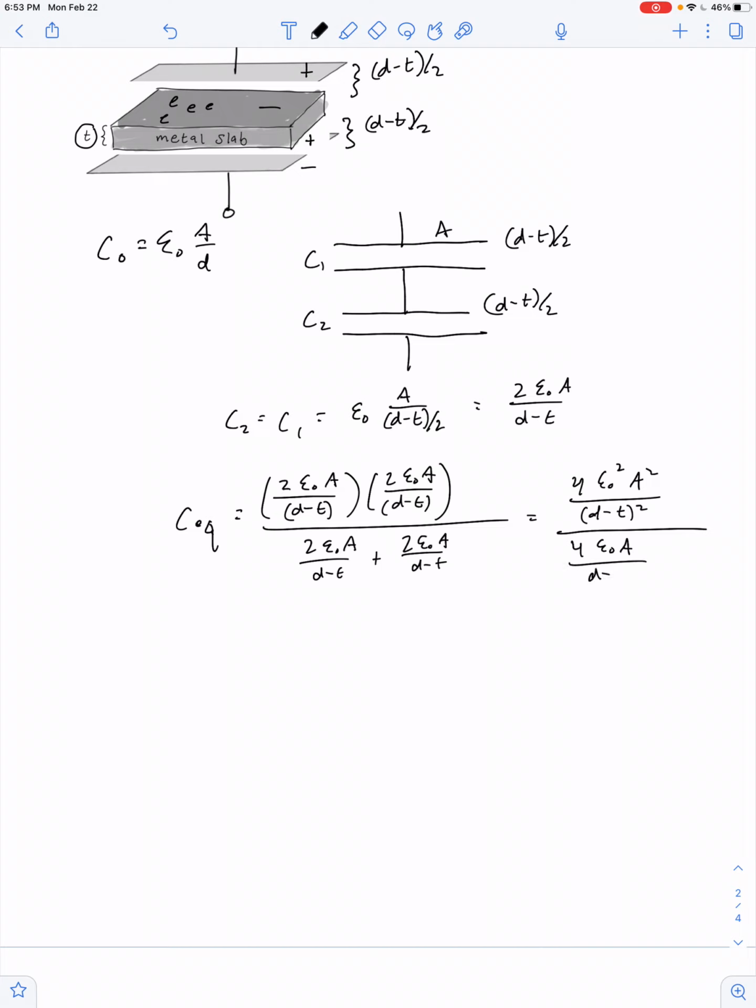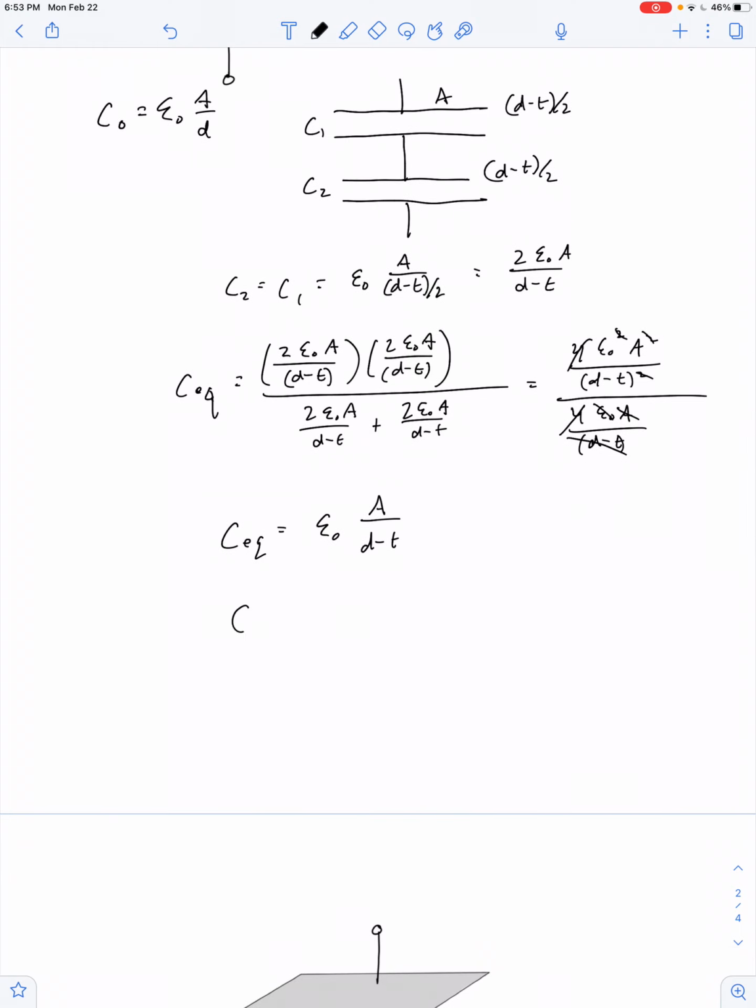over d minus t. So the 4 cancels, you cancel one of the epsilons, cancel one of the A's, cancel one of the d minus t's, and we get the equivalent capacitance is epsilon naught times A over d minus t. Now our original capacitance before we inserted the slab was epsilon naught times A over d.